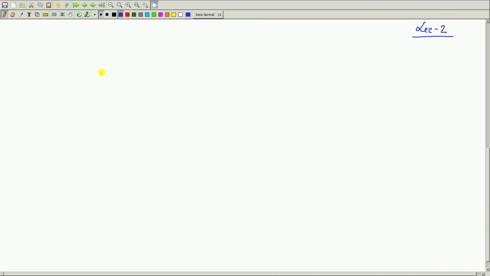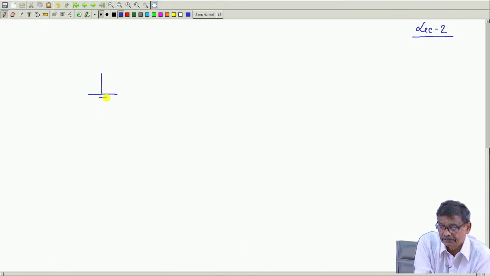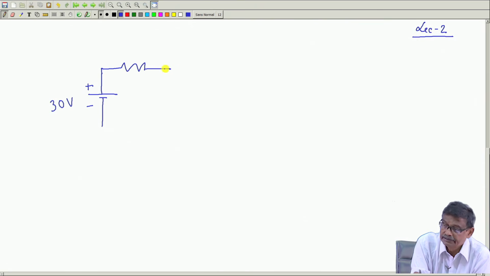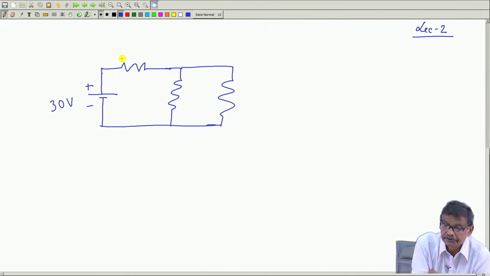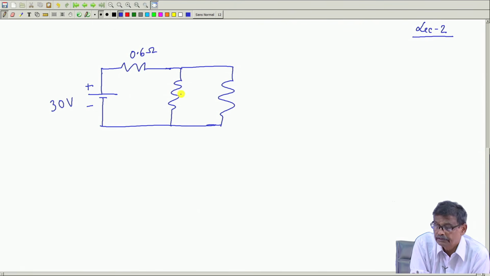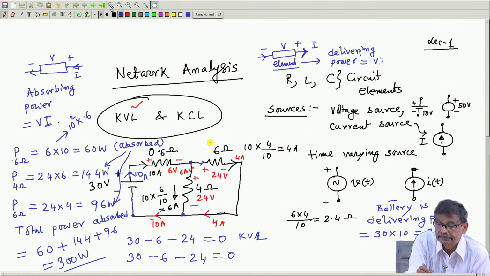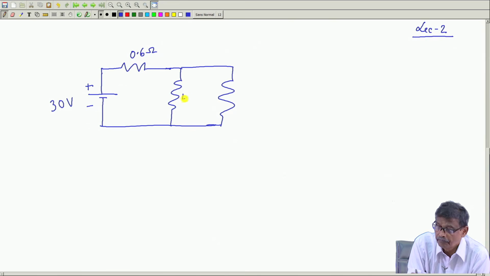So, our circuit was, I will redraw here, it is 30 volt, there was a source. With the help of this simple circuit, I try to highlight many of the interesting things here. So, this was our simple circuit. We considered 0.4 ohm, 0.6 ohm, and this was 4 ohm and that is 6 ohm.